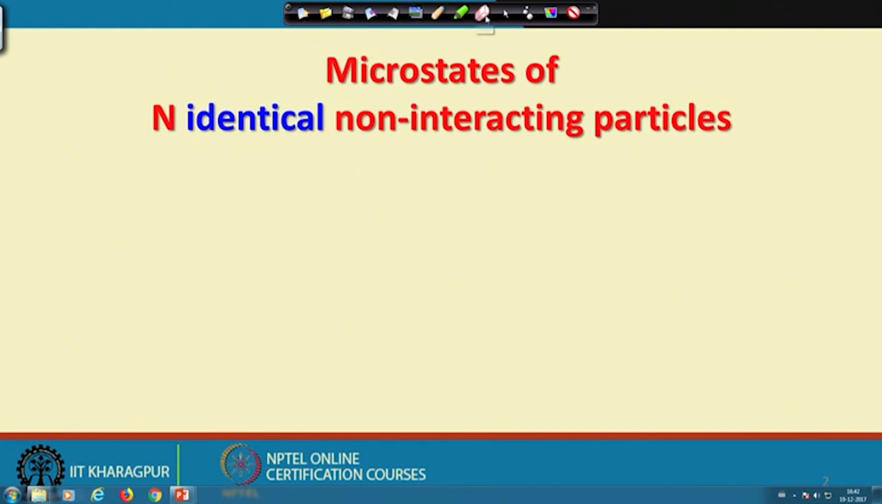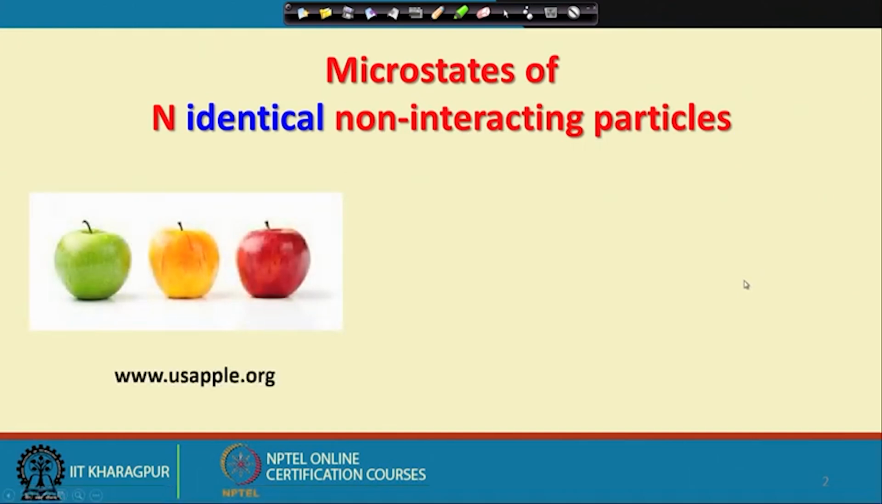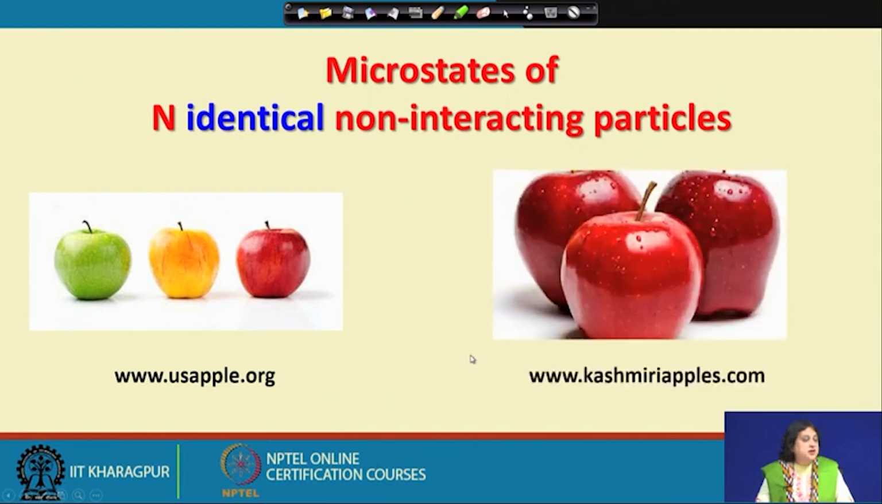So, let us go ahead and see what we can do with these identical non-interacting particles. Unlike the previous discussion where we had each particle comprising the system to be different and distinguishable from each other, now all the particles that we are going to deal with at the microscopic level are going to be exactly the same, and you cannot tell the difference of one particle from another one.